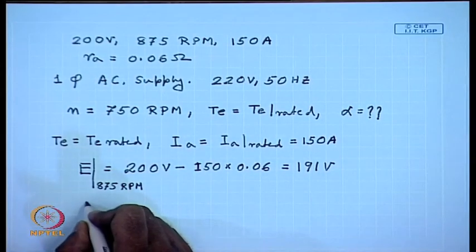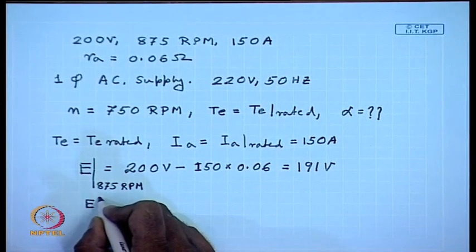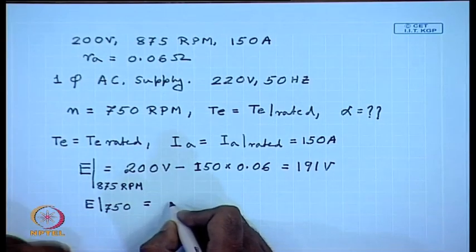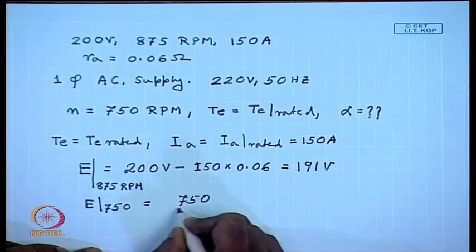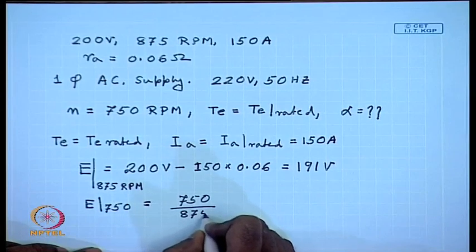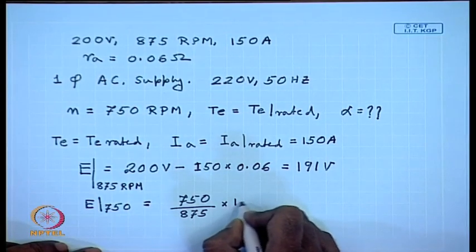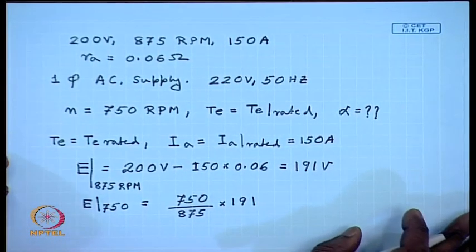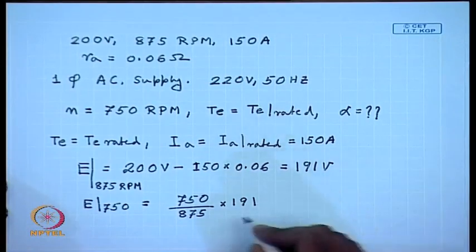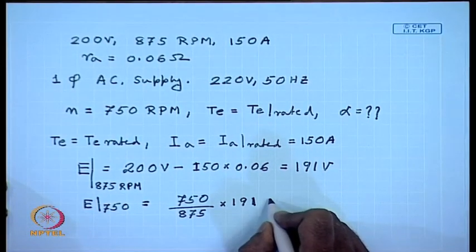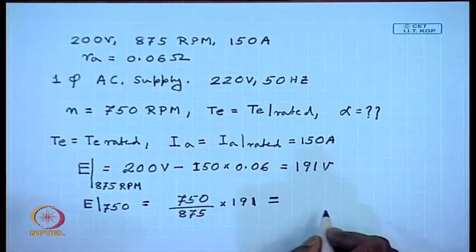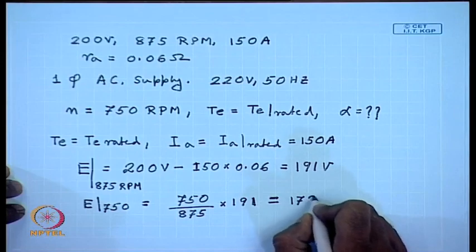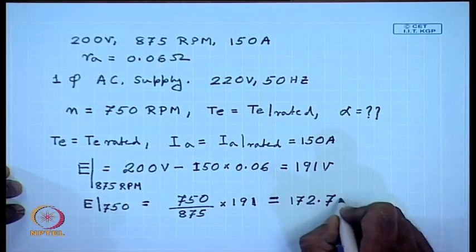So, E at 750 RPM, how much it will be? This is 750 by 875 into 191 equal to 172.7 volts.